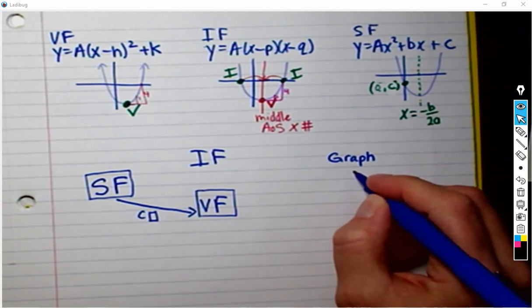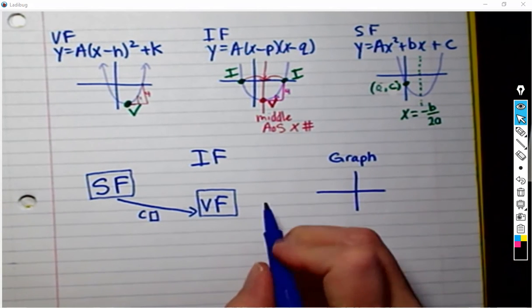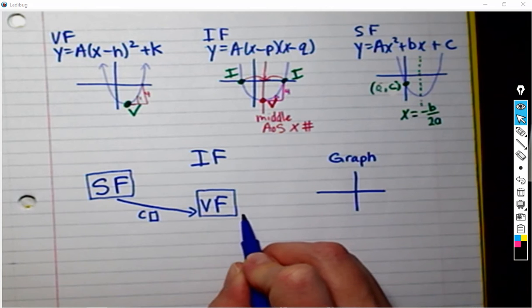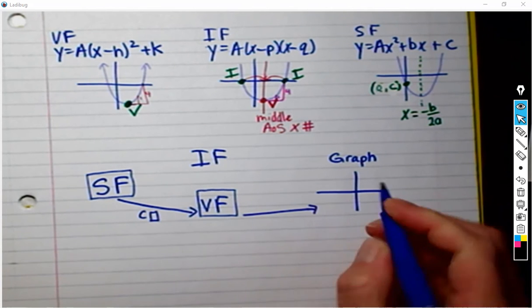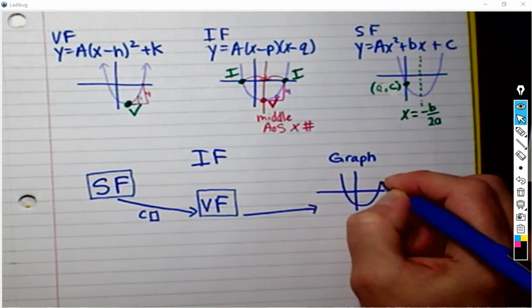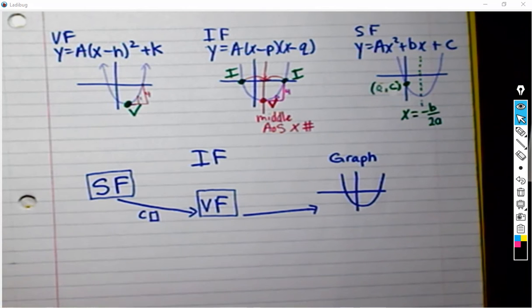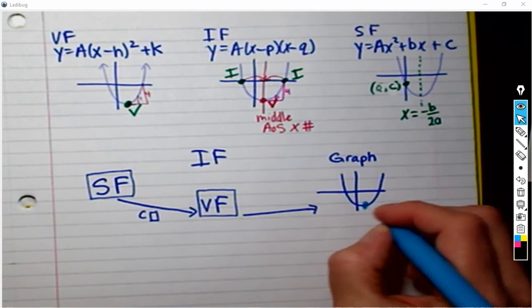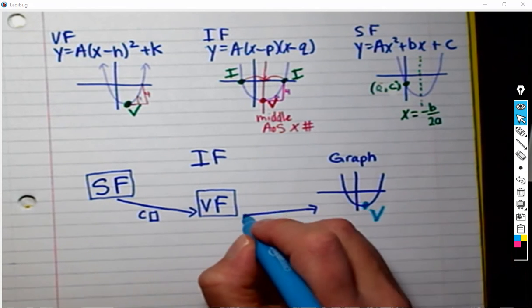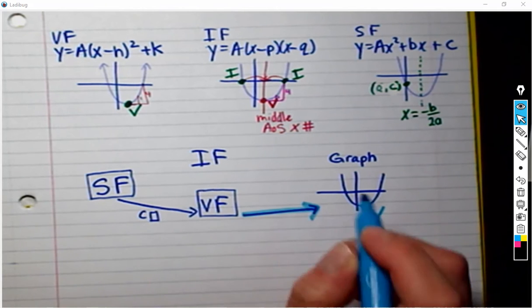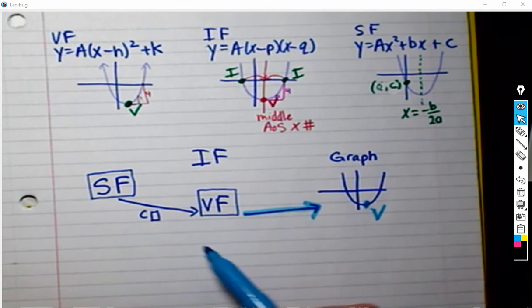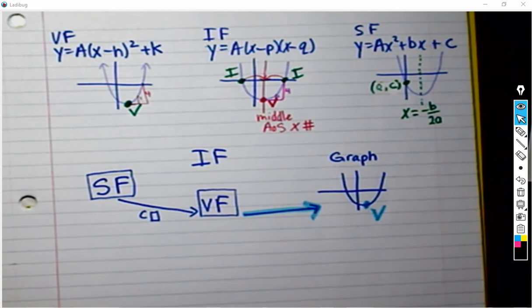Okay? If you want to go from vertex form to a graph, what do you need? Yeah, the vertex seems pretty reasonable. Okay, if you want to go on this adventure from vertex form to the graph, you better start at the vertex. All right. Let's choose another adventure.